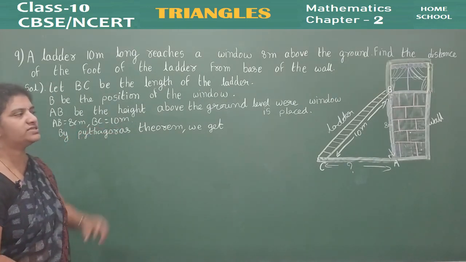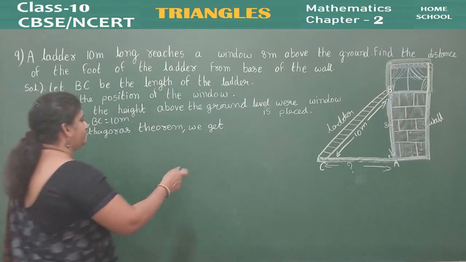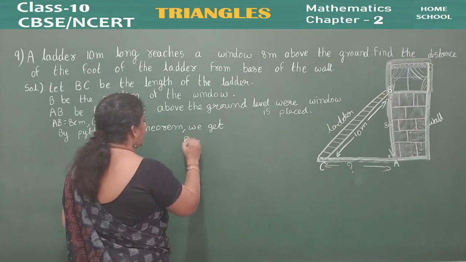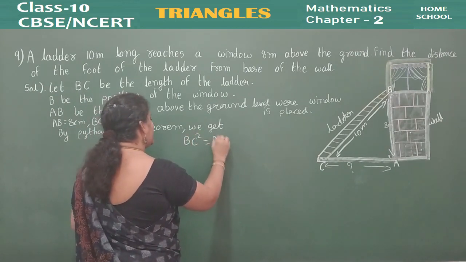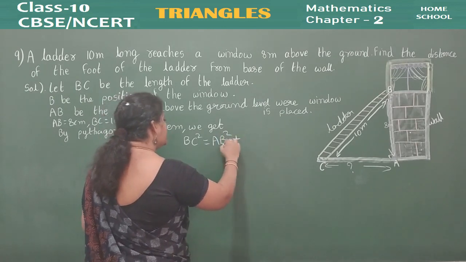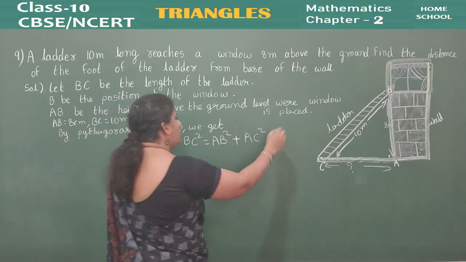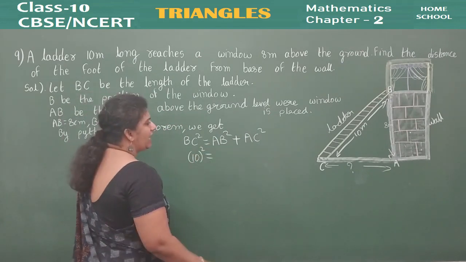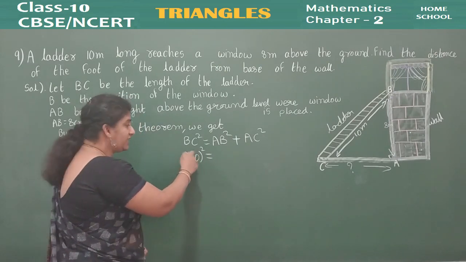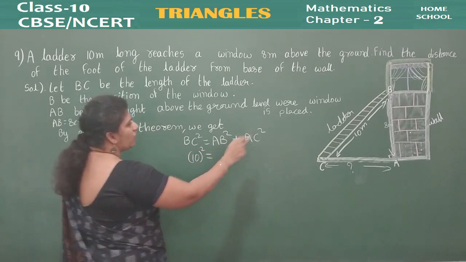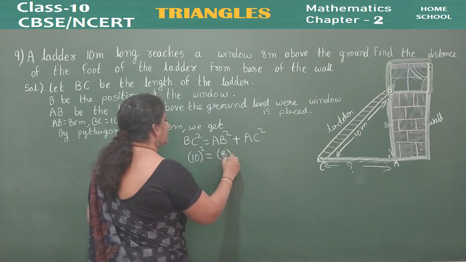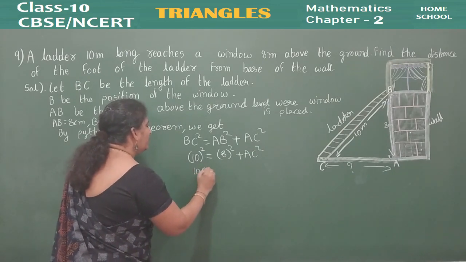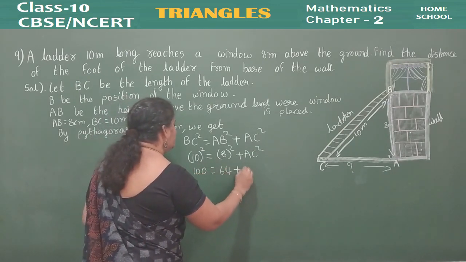By Pythagoras theorem, what do we get, children? Apply the formula. Hypotenuse square, BC square, is equal to the sum of the squares of the other two sides. What is BC? 10 whole square. AB, when you are writing a number, compulsorily use brackets. AB is 8. AC, we don't know. 10 tens are 100, 8 eights are 64.